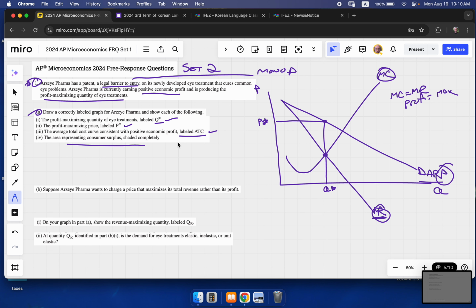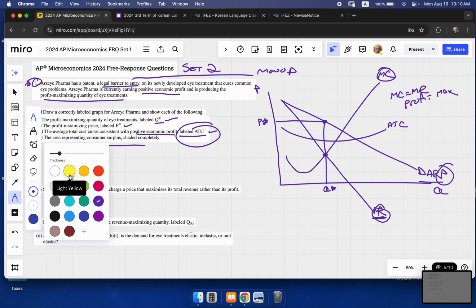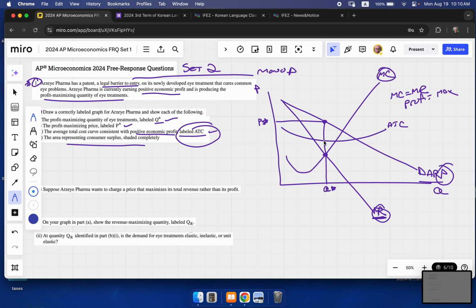That's all done. Our ATC just needs to be able to show a positive economic profit. So that ATC just needs to be below the price. I could have drawn it there or there. Doesn't matter. As long as that ATC is below the price right there, we're golden with profits. I'm going to change the color just a little bit here to make sure we can see our profits. So we're going to come to the ATC. Remember, this is the price we can charge for the good.